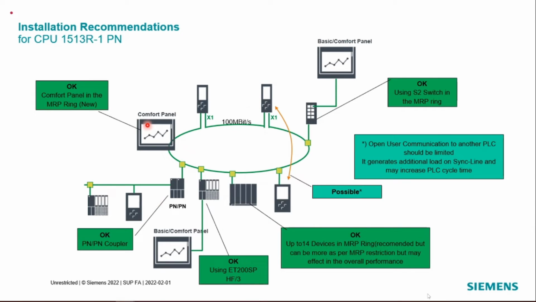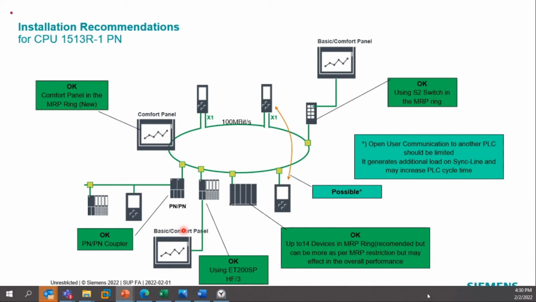And in case of 1513R, what are the different possibilities? The first possibility is that we can put S2 devices directly in the ring. And if I want to put an S1 device, I can put it via a switch. Another possibility is communicating with the basic or comfort panel. For a basic panel, because there is no possibility of MRP in a basic panel, we can directly put it via a switch, or we can use ET200SP HF-3, which has 3 ports. So two will be in the ring and the third port can be connected to the basic or comfort panel.